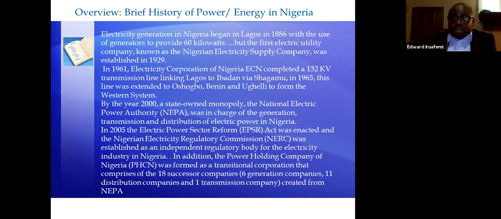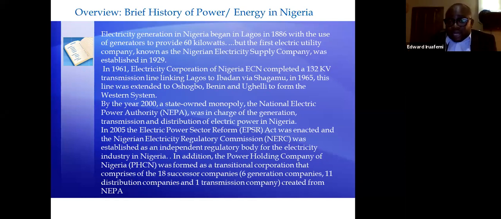But by 2020, a state-owned monopoly, NEPA, the National Electric Power Authority, as we all call it, was in charge of generation, transmission, and distribution of electricity in Nigeria. They also came up with an act to form the Nigerian Electricity Regulatory Commission, which manages every issue with the electricity sector. It's an independent regulatory body in Nigeria, which was very good to see exactly where we're headed. That was why it was set up.